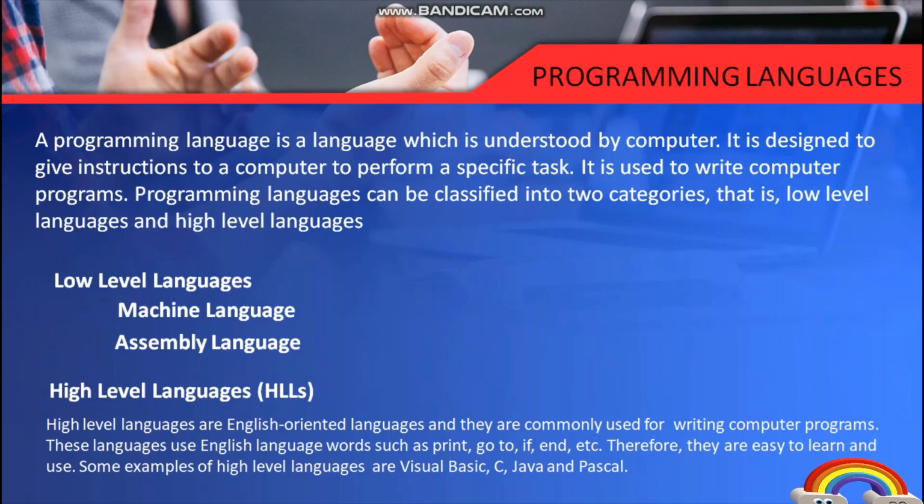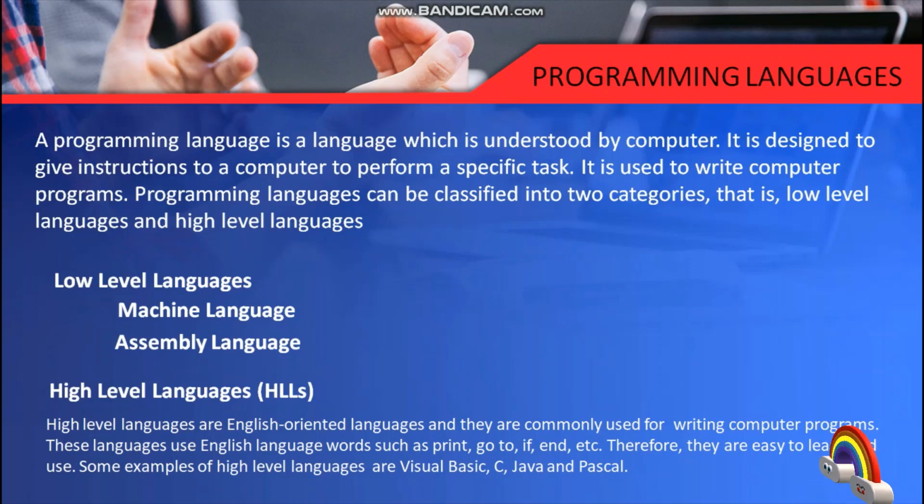So the language in which the user or programmer gives instructions to the computer is known as the programming language. So we can define it: a programming language is a language which is understood by the computer. It is designed to give instructions to the computer to perform a specific task. It is used to write computer programs. Programming languages can be classified into two categories: high-level languages and low-level languages.